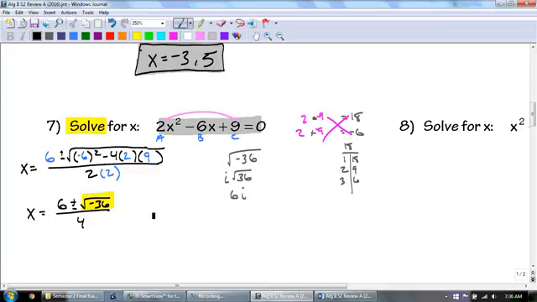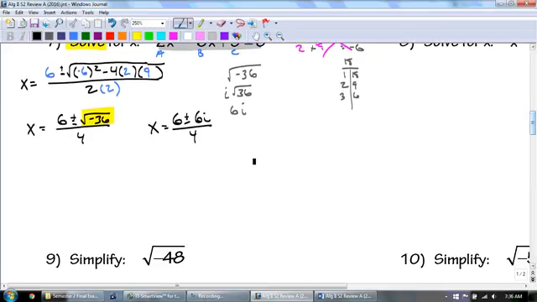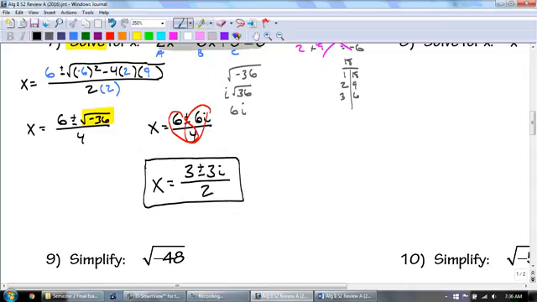So now we have x equals 6 plus or minus 6i divided by 4, and then we just reduce that. 6 divided by 4, 6 divided by 4. So we get 3 plus or minus 3i, all divided by 2, because all we did was just reduce those fractions. Okay.